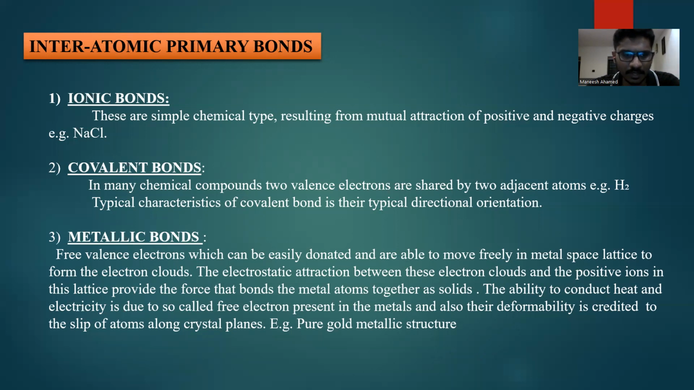Metallic bonds, on the other hand, involve free valence electrons which can easily be donated and are able to move freely in the metal space lattice to form electron clouds. The electrostatic attraction between these electron clouds and the positive ions in the lattice provides the force that bonds the metal atoms together as solids. The ability to conduct heat and electricity is due to the so-called free electrons present in the metals, and their deformability is credited to the slip of atoms along crystal planes. For example, the pure gold metallic structure.